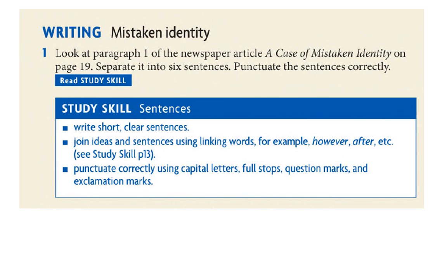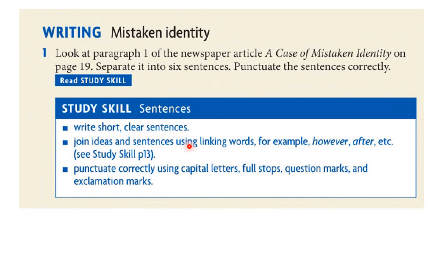The first exercise in the writing section, which is titled Mistaken Identity, is related to a study skill about sentences. The first point in this study skill is: write short and clear sentences. One of the common mistakes in your writing is writing too long sentences. Please avoid writing long sentences and instead divide them into short and clear sentences.